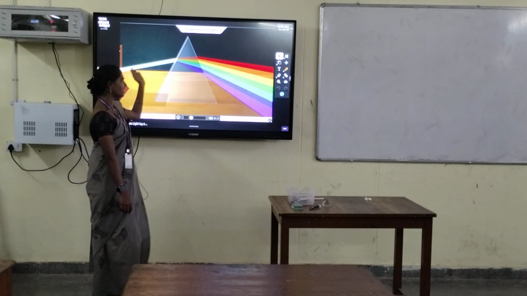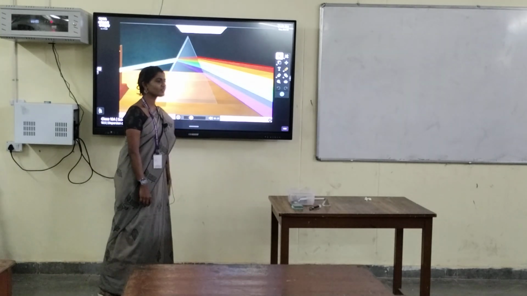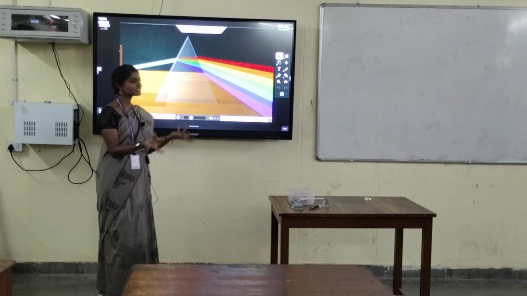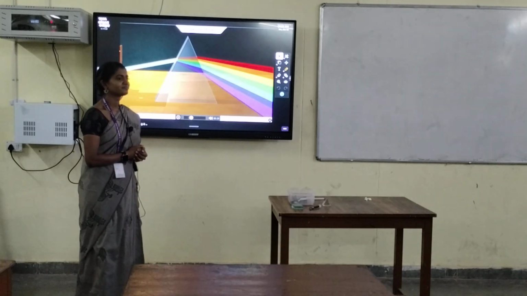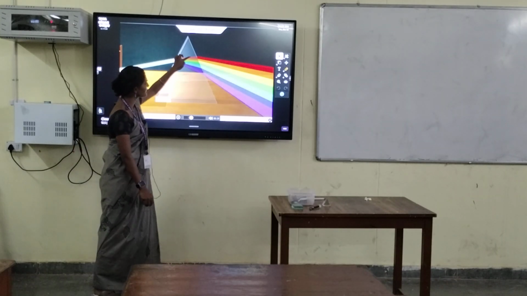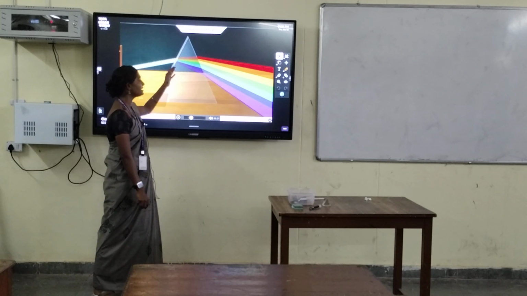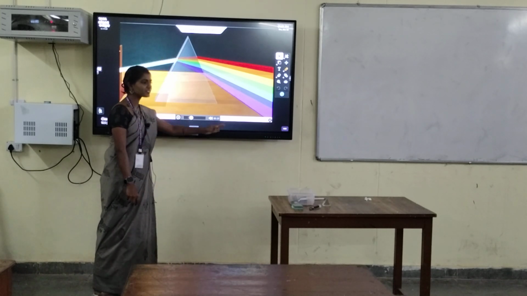But why do you think white light is dispersed like this? Why can't we get it as white light only? Where do we get all these lights from? We have red color, blue color, green color. All different colors travel, and they bend at different angles.